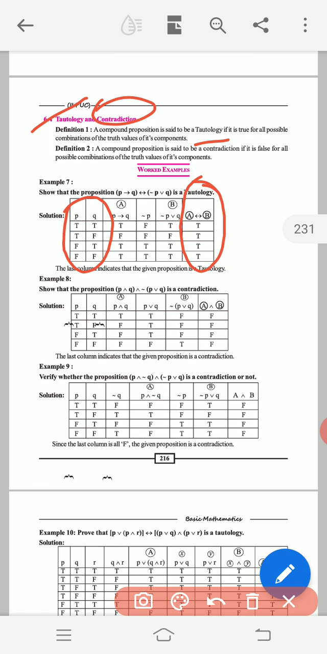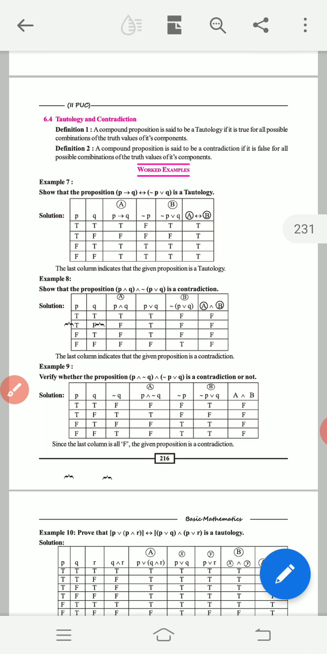Similarly, contradiction means here false. The truth value is false for all the combinations of the truth values, then the compound proposition is said to be a contradiction. If for all combinations of truth values, all the values are true, that is a tautology; if all the values are false, that is a contradiction.